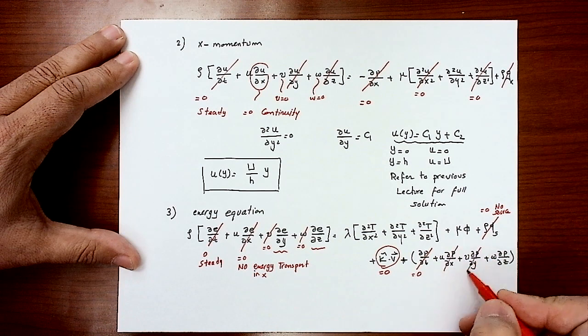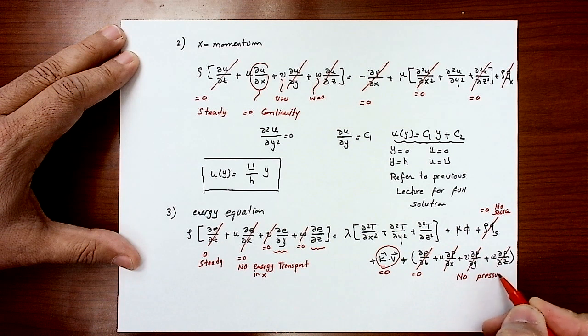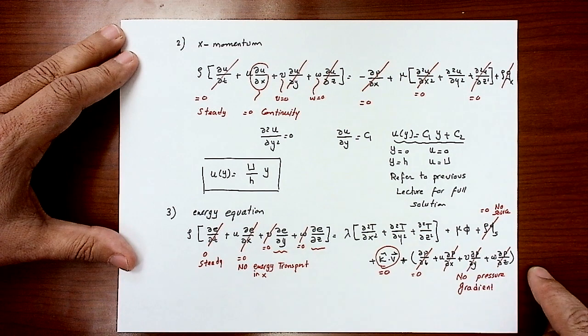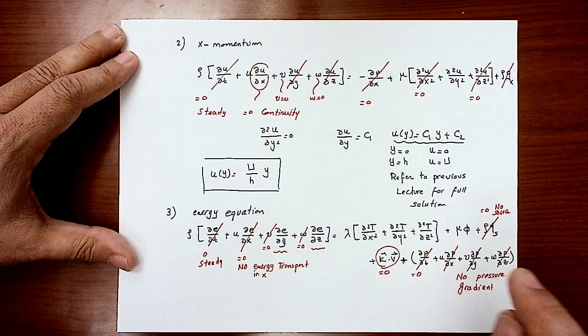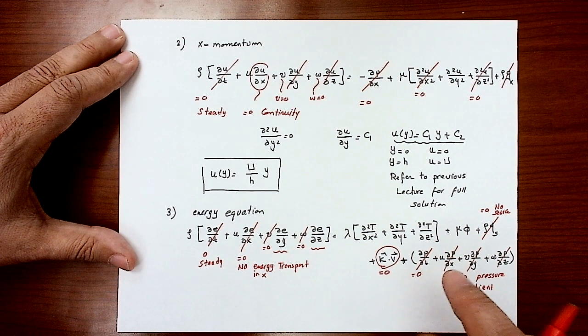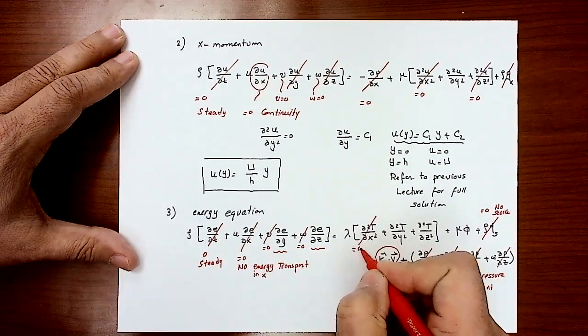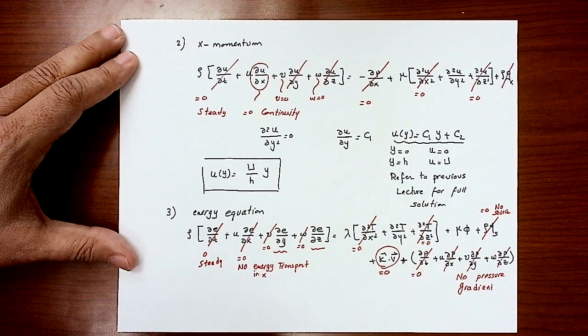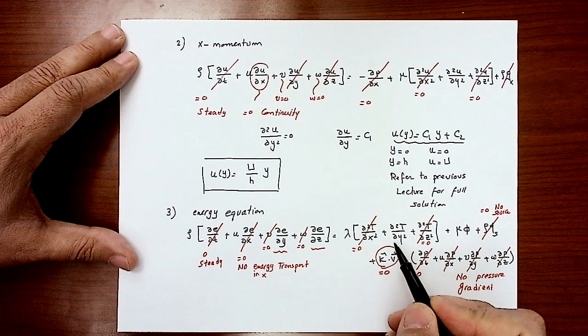So 0, 0, 0, no pressure gradient, because we don't have an external driving pressure source or flow source. So the whole terms here are 0. Now we're looking for the temperature change in the y direction. So this is equal to 0, and there is no z direction here. This is equal to 0.